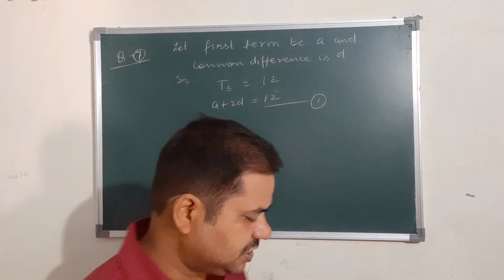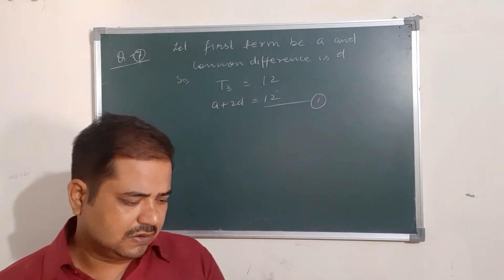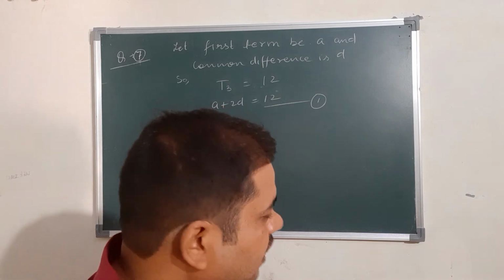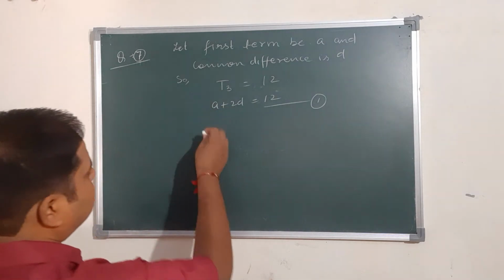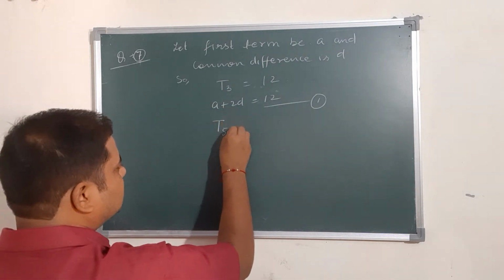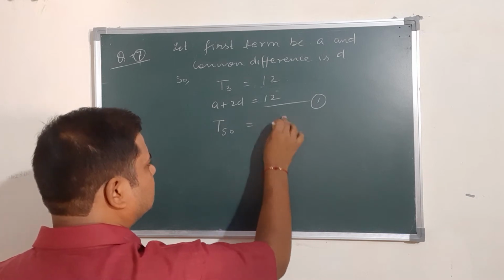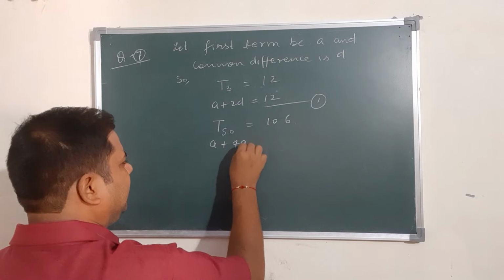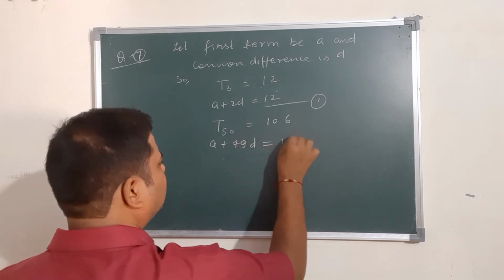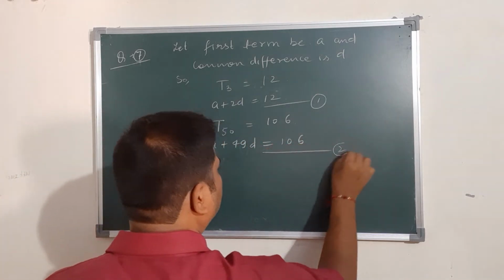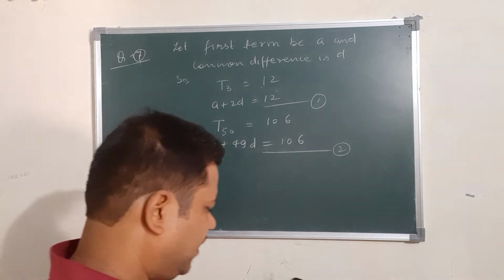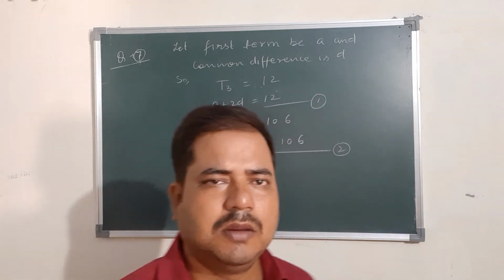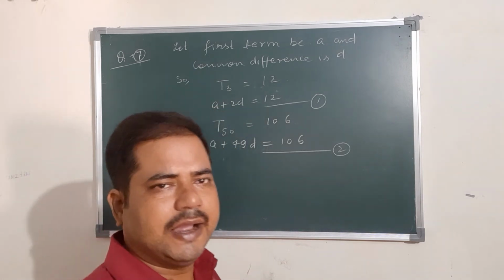And as the question states, it consists of 50 terms and the last term is 106. That means T50, because this is the last term, is nothing but 106. So A plus 49D is equal to 106. This is equation number 2. And now we have to find the 29th term. So first of all, we find the values of A and D.